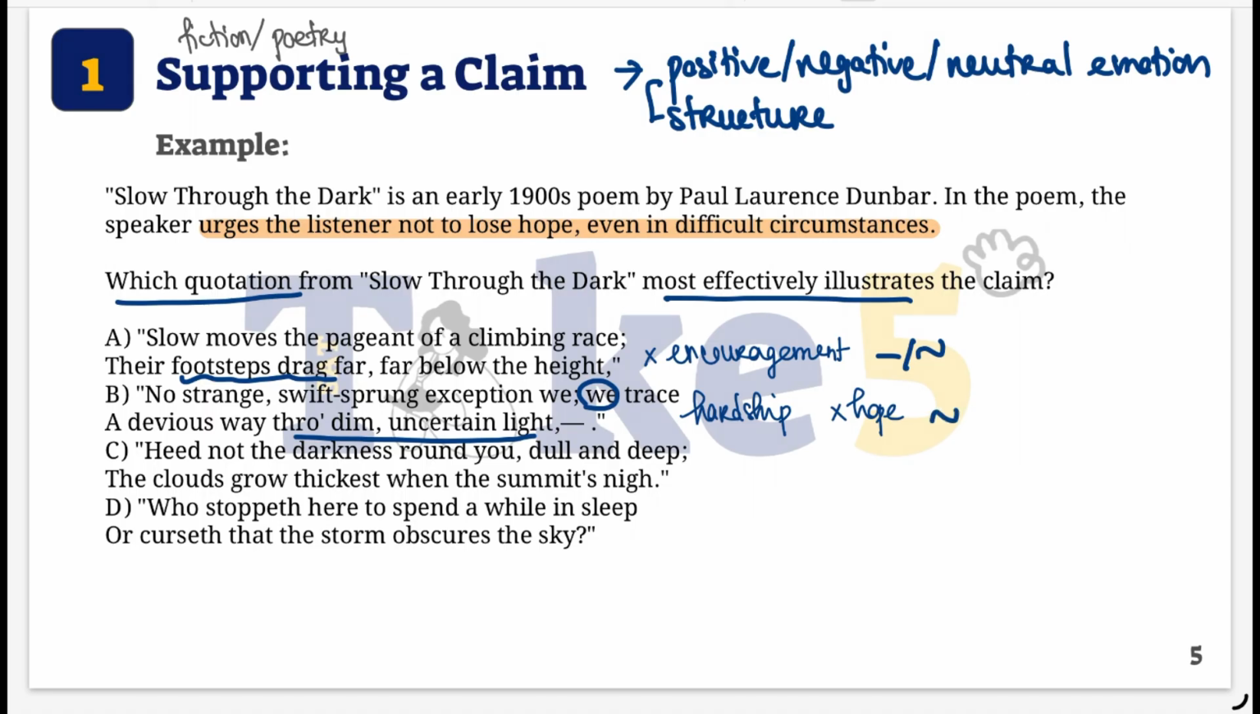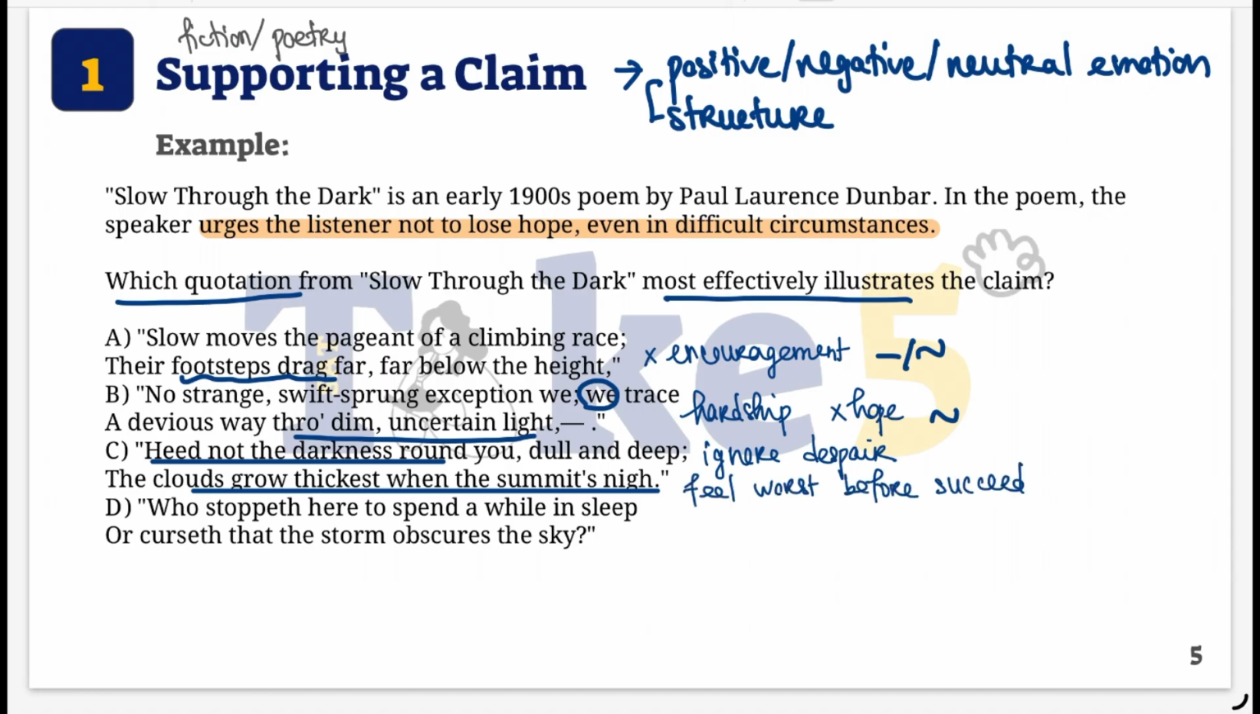C states "heed not the darkness." This means don't pay attention to the bad circumstances around you. It's a direct instruction to ignore despair, and then it says "the clouds grow thickest when the summit's nigh," which means things often feel worst right before you reach the top or when you succeed. This is an encouragement. Do not give up, you are almost there. This directly matches the claim. The speaker is urging the listener not to lose hope even in difficult circumstances. Let's put a positive support feeling sign here.